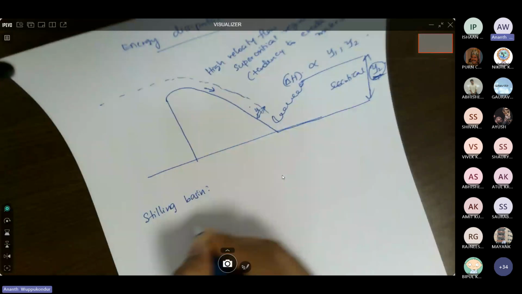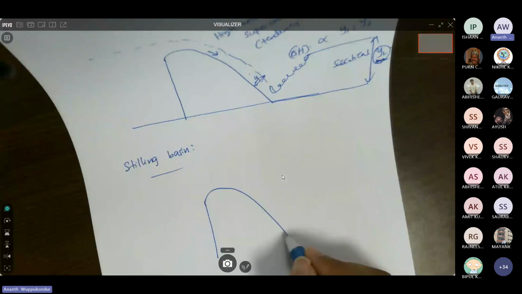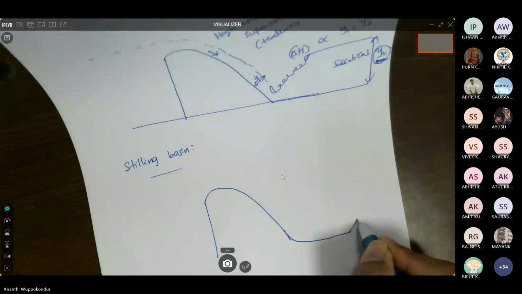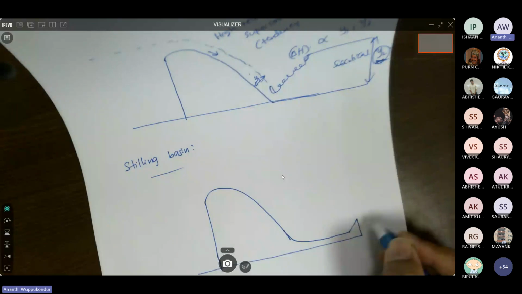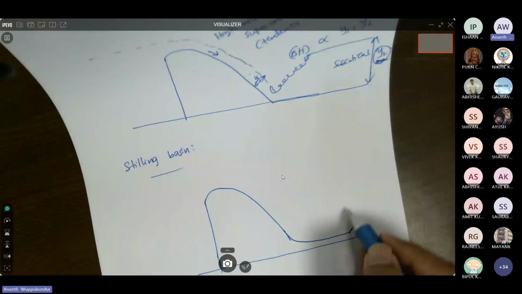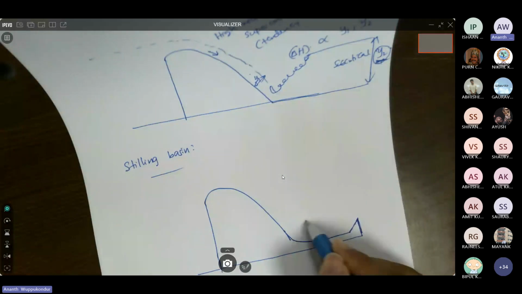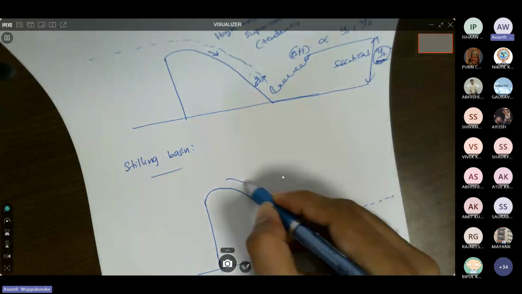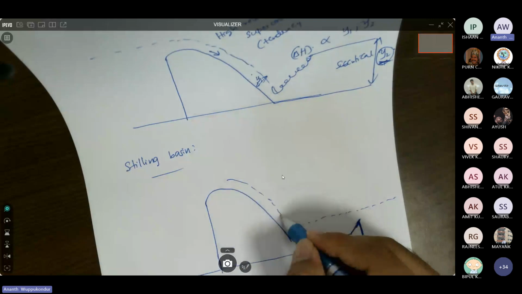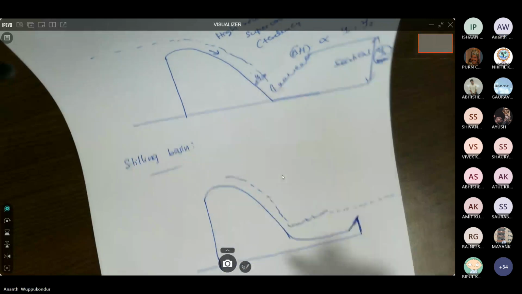So in a stilling basin, this is our spillway profile. So you extend it with an apron, and then we are providing a raised section at the downstream end. So essentially you are creating a pool of water here with this raised section, and with this pool of water, then the supercritical flow coming in will start to form a jump. So this is stilling basin.